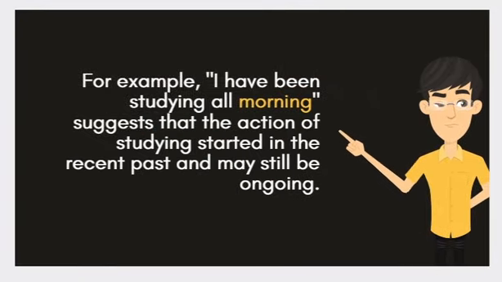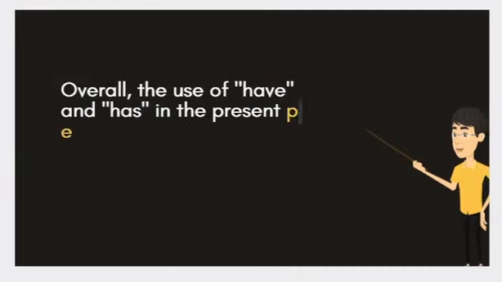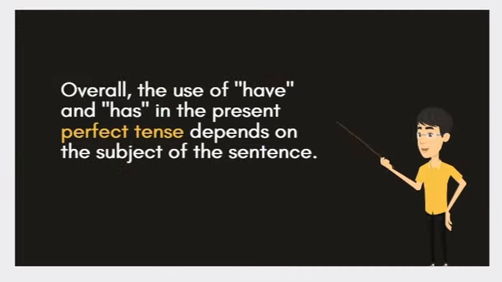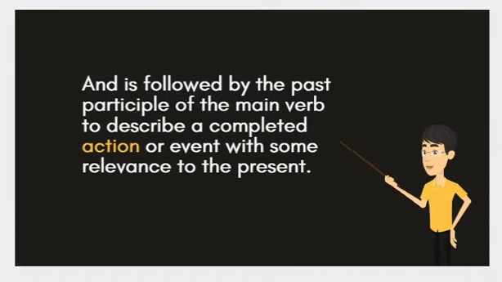For example, I have been studying all morning suggests that the action of studying started in the recent past and may still be ongoing. Overall, the use of have and has in the present perfect tense depends on the subject of the sentence, and is followed by the past participle of the main verb to describe a completed action or event with some relevance to the present.